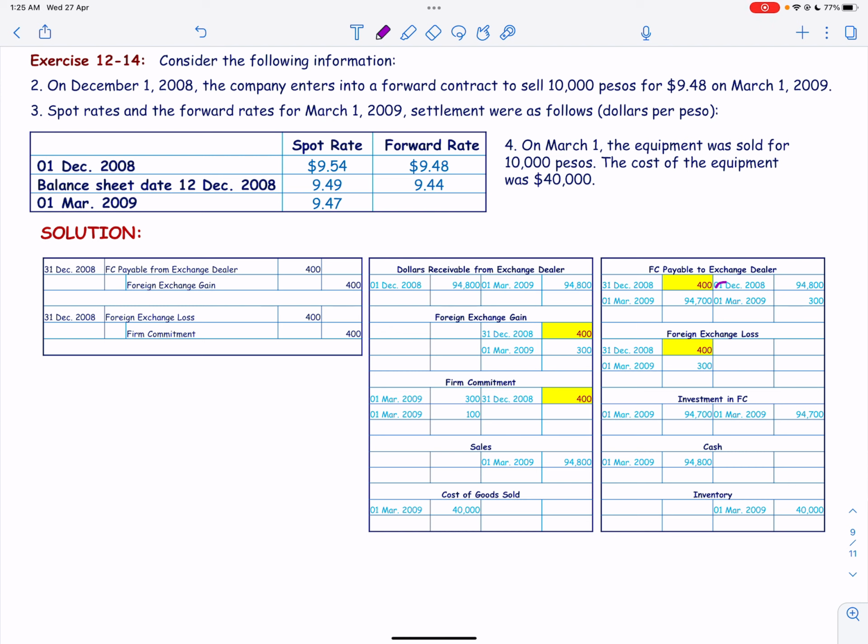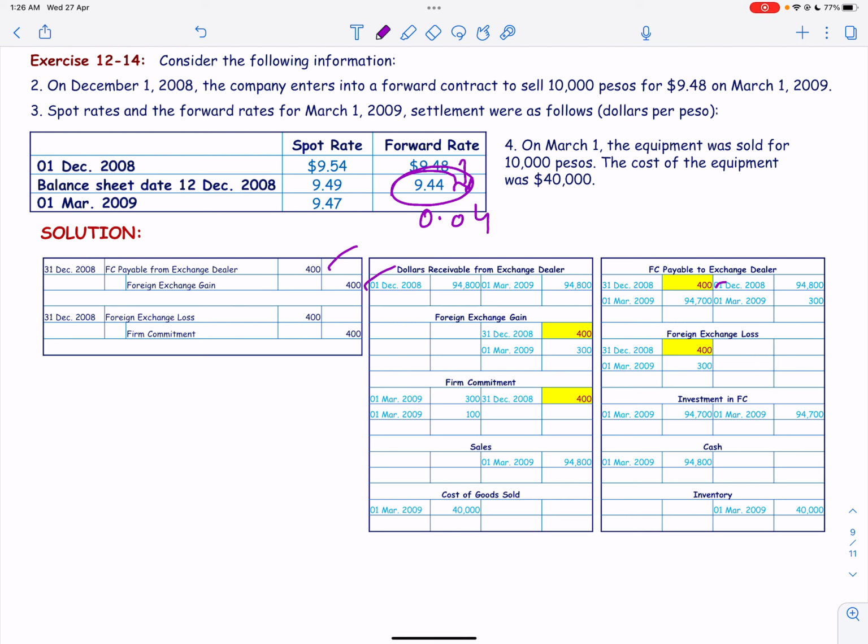Now, on 31st December, the US firm will look into the fluctuations in the forward rate only, and the forward rate decreased from 9.48 on 1st of December to 9.44 on 31st December. So this is a gain for the US firm of 0.04 US dollar per peso, as they have the receivable. Had they waited for 31st December, they would have received 94,400 in place of 94,800. So the payable is to be reduced by 400 and a foreign exchange gain to be recorded by crediting it.